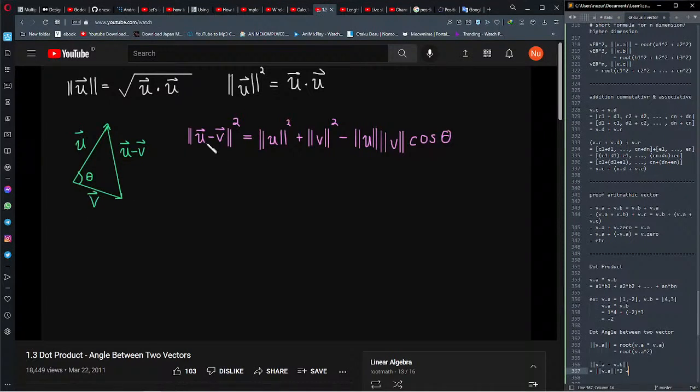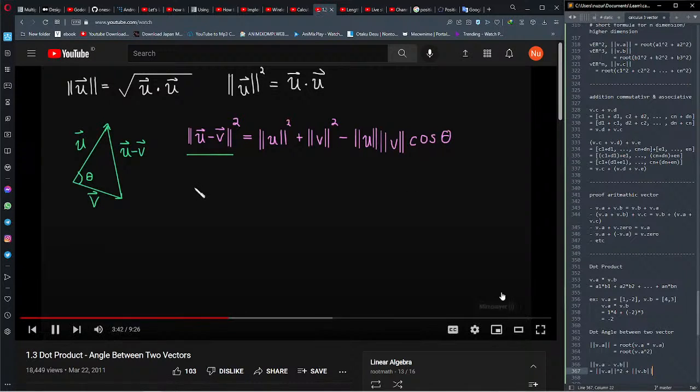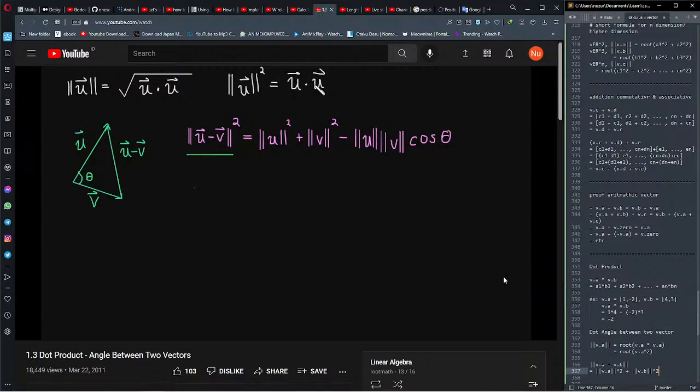So what we're going to do now is examine this side. Let's pull that side out and look at it separately. So we have the length of u minus v squared. Well, that's just u minus v dotted with u minus v. So let's do that. U minus v dotted with itself. Now there are some properties of dot products that I haven't told you about that are going to become useful here, like commutativity, but we'll see that in action.